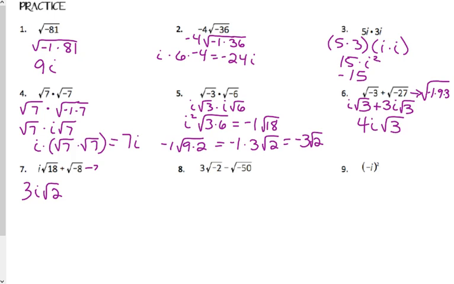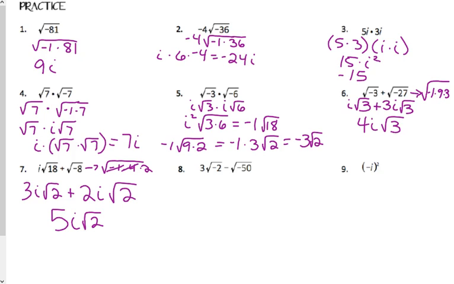And 8 simplifies to negative 1 times 4 times 2. So we're going to have plus 2, because that's the square root of 4, times i, which is the square root of negative 1, and our surd is 2. So now we have 3i plus 2i, and that's going to give us 5i times the square root of 2.